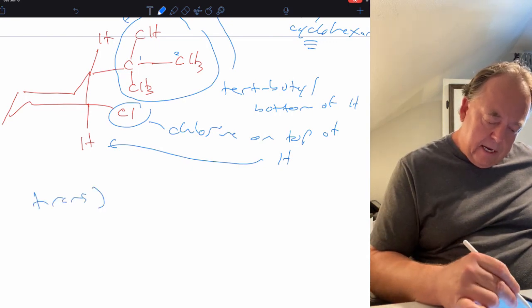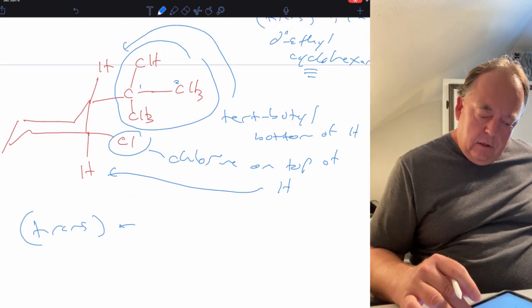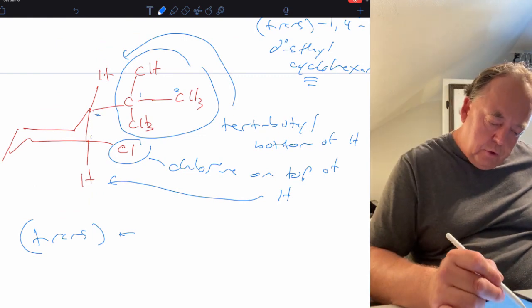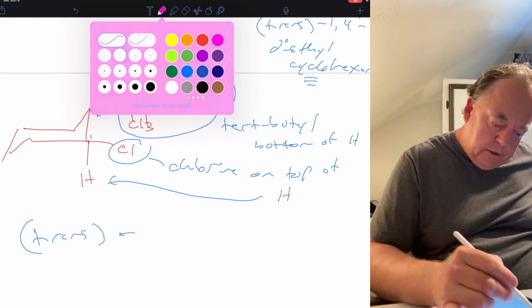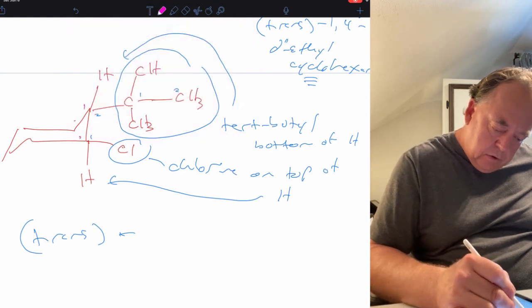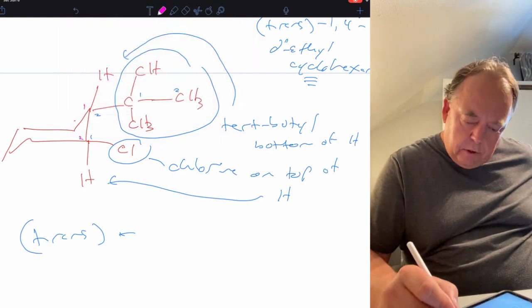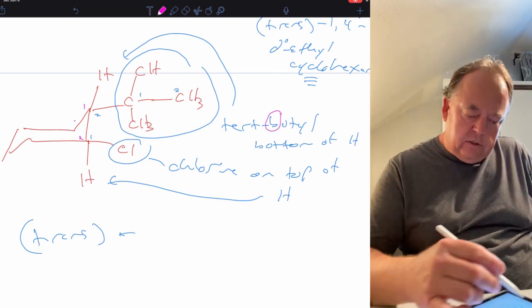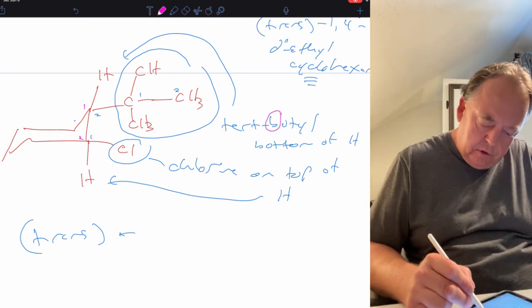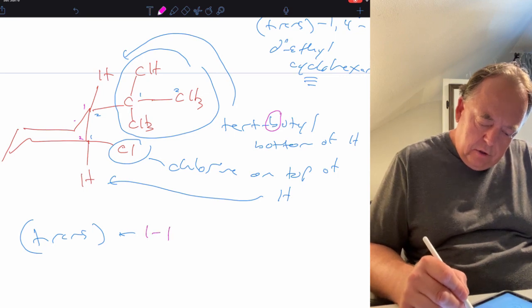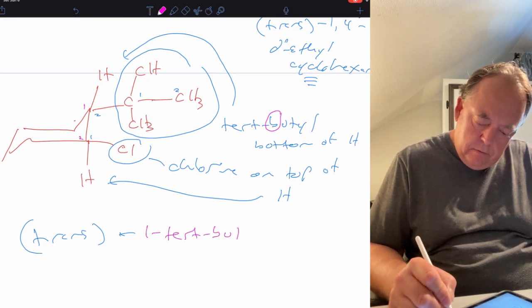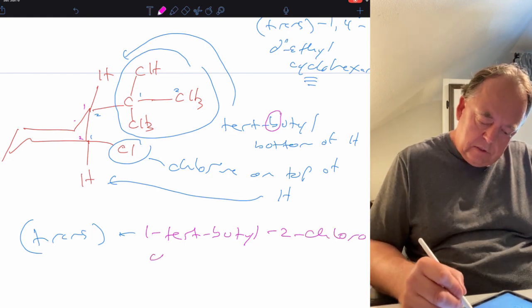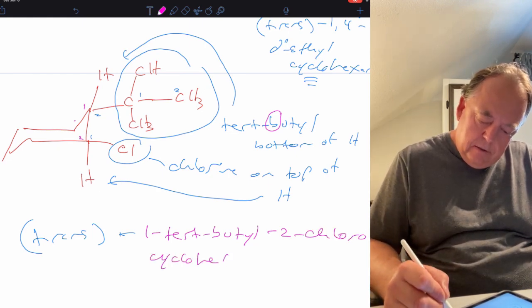So this will be trans, and then if you're naming this, where would you start numbering from? So is it 1-chloro-2-tert-butyl, or is it 1-tert-butyl-2-chloro? Well, you alphabetize tert-butyl based on B, so it comes first in the alphabet, so it's going to be number 1, and chlorine is going to be number 2. So 1-tert-butyl-2-chlorocyclohexane.